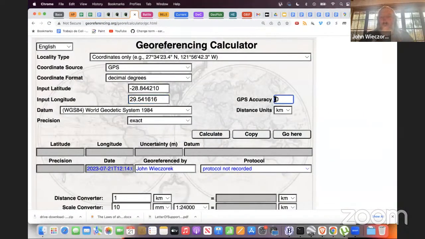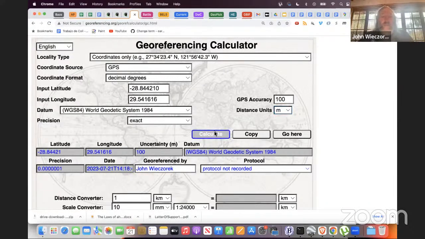So because we don't know the date, we have to go with the conservative value of 100 meters for the GPS accuracy. And if it's meters, I need to change to meters. And then I do the calculation. Now, I already recognize, because I've done this a lot of times, that I made a slight mistake. And when I calculate, my uncertainty is not going to be exactly the same as what I said on the slide.